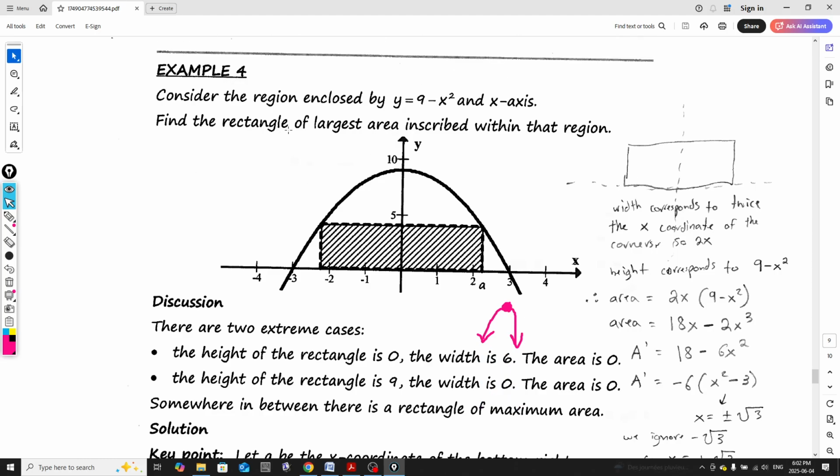What was it? Find the rectangle of largest area inscribed. Okay, so it's not actually asking for the area. I think it's asking us for the dimensions. So find the dimensions of the rectangle of largest area.